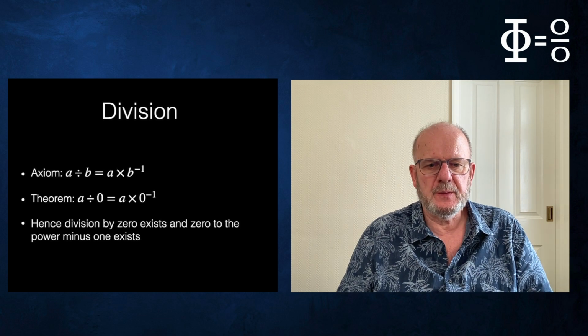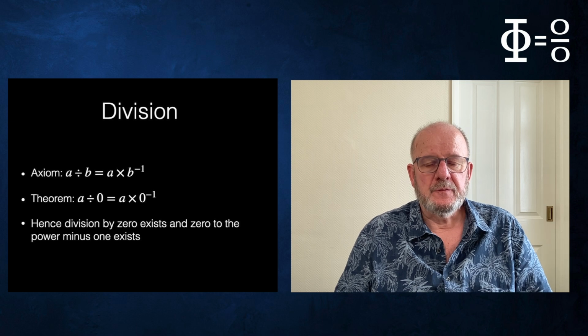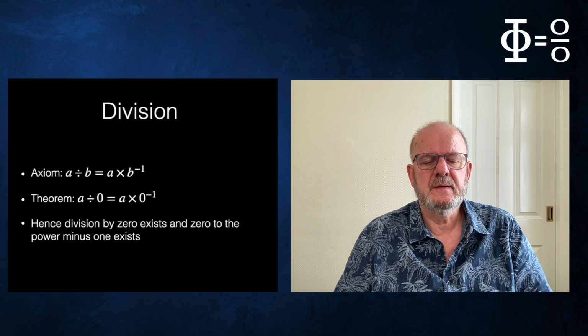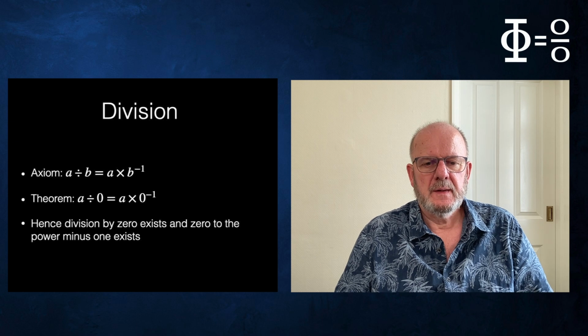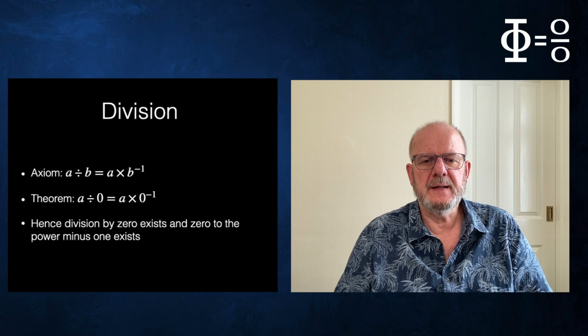This is the most popular way of adding division to a field. We say that a divided by b equals a times b to the power minus 1. A field doesn't have division, but it does have multiplication. We've translated division into multiplication. Now in logic, you can replace the variables a and b by any values at all. We can replace a and b by any numbers at all. For example, we can replace b by 0, and then we get a divided by 0 equals a times 0 to the power minus 1.